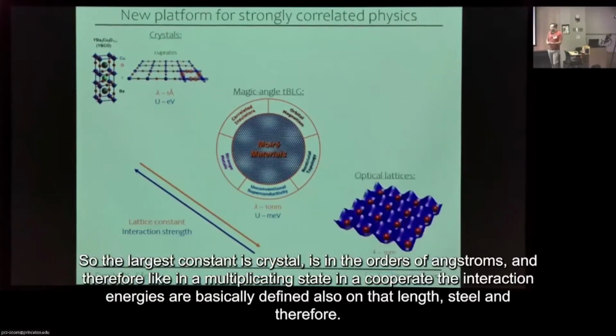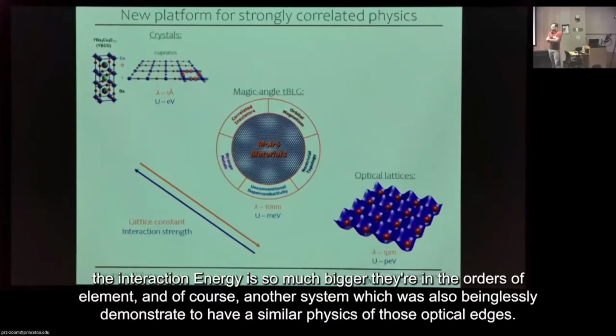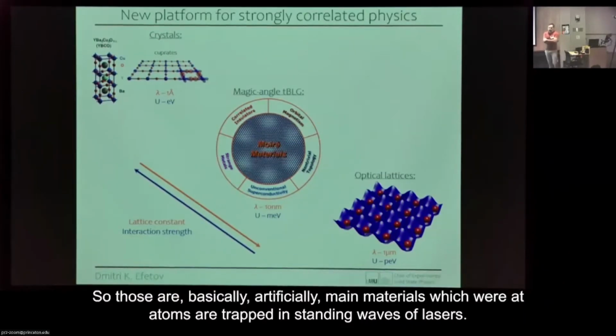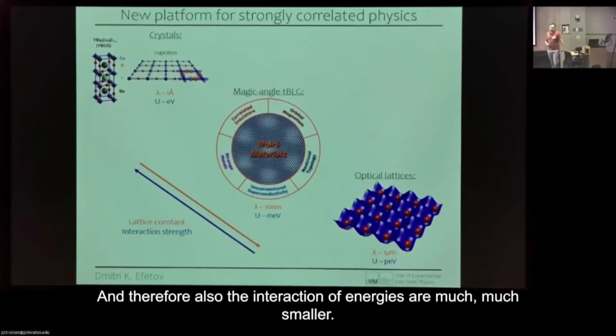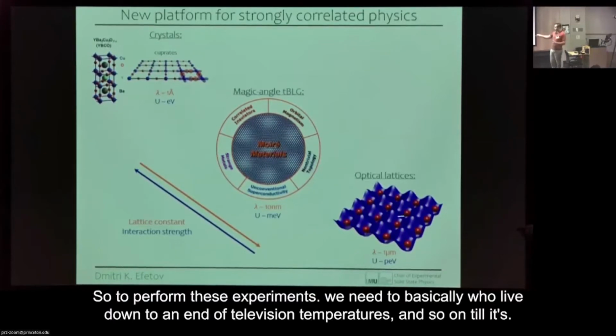And of course, another system which was also famously demonstrated to have similar physics is optical lattices. Those are basically artificially made materials, where atoms are trapped in standing waves of lasers. And if you compare this to optical lattices, the length scales are on the order of micrometers, so they're much bigger, and therefore also the interaction energies are much smaller. So to perform these experiments, we need to cool them down to nanokelvin temperatures and so on to observe any of these phases. But of course, those are not the only differences that magic angle graphene offers.